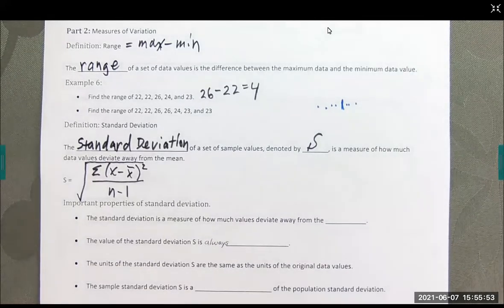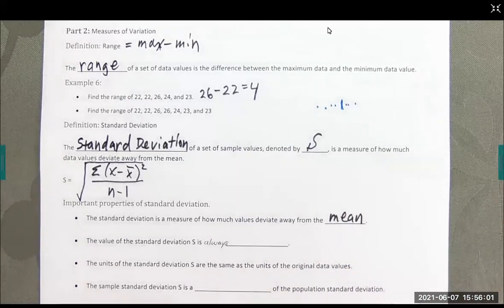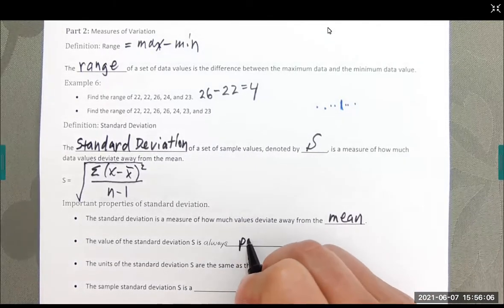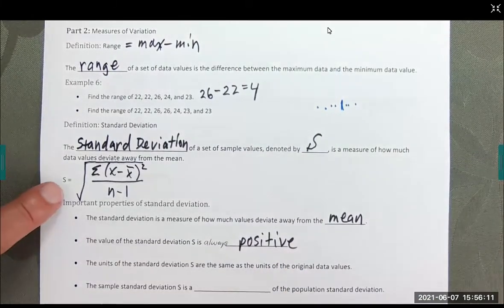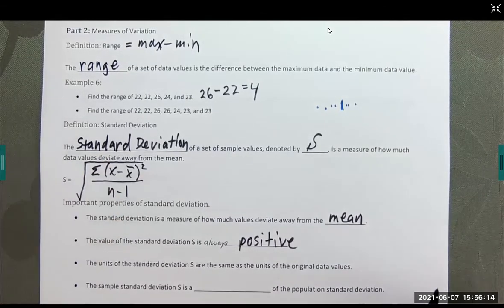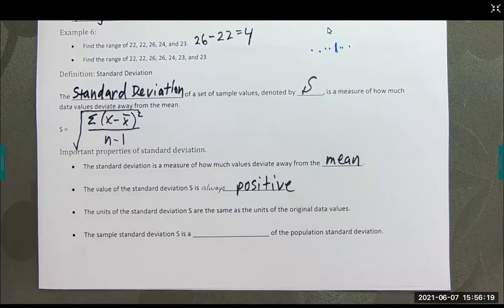So let's talk about some properties of the standard deviation. Standard deviation is a measure of how much values deviate away from the mean. The value of the standard deviation s is always positive. And you can see that by nature of the formula, because the result of a square root is always positive. The units of the standard deviation s are the same as the units on the original data values. What we mean by that is, let's say that we're talking about the mean height, and we take everybody's height in inches. If we find the standard deviation, that unit will also be in inches.